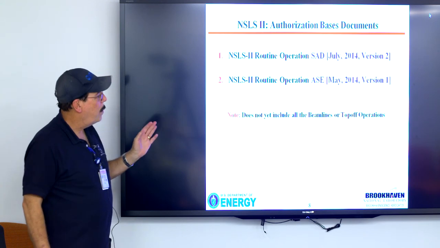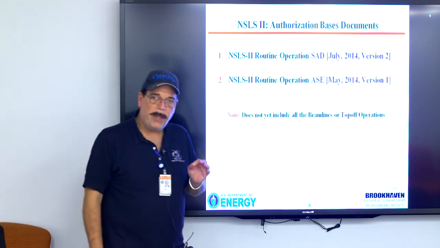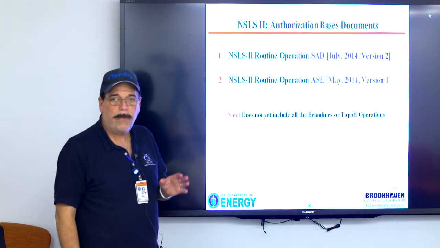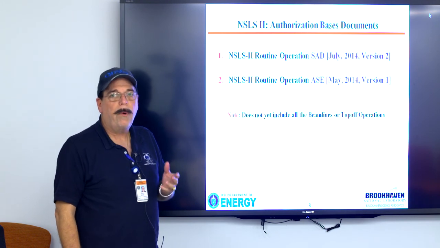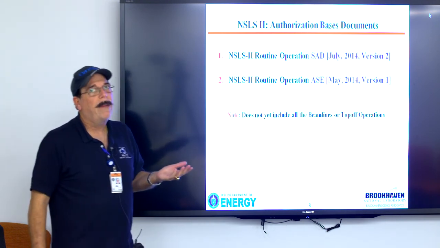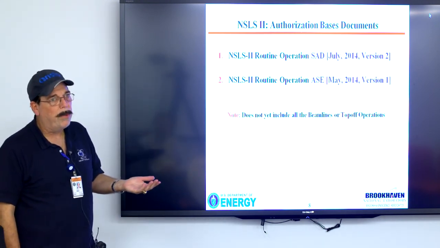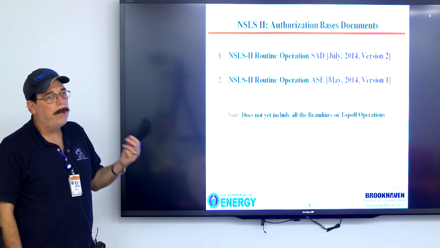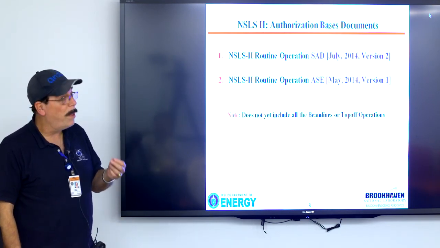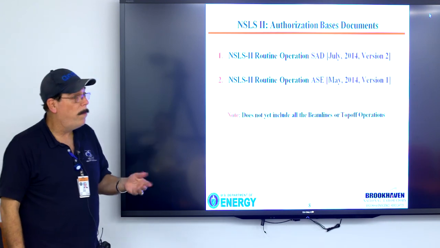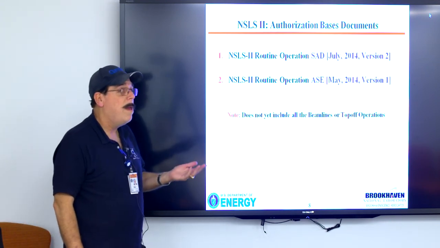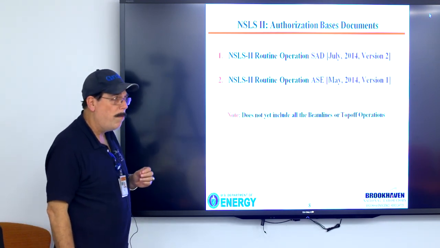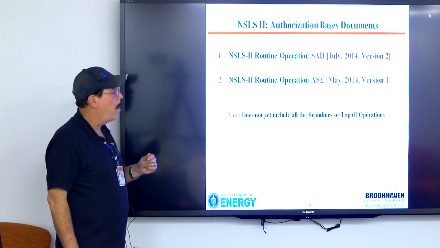In terms of top-off operations, that was specifically excluded from the current authorization basis document. That will require, well, in fact, it will require a positive USI, which will result in a change to both the SAD and, in all likelihood, to the ACE. There will be limits, requirements, credited controls, MCIs associated with top-off that will have to be worked into these documents.